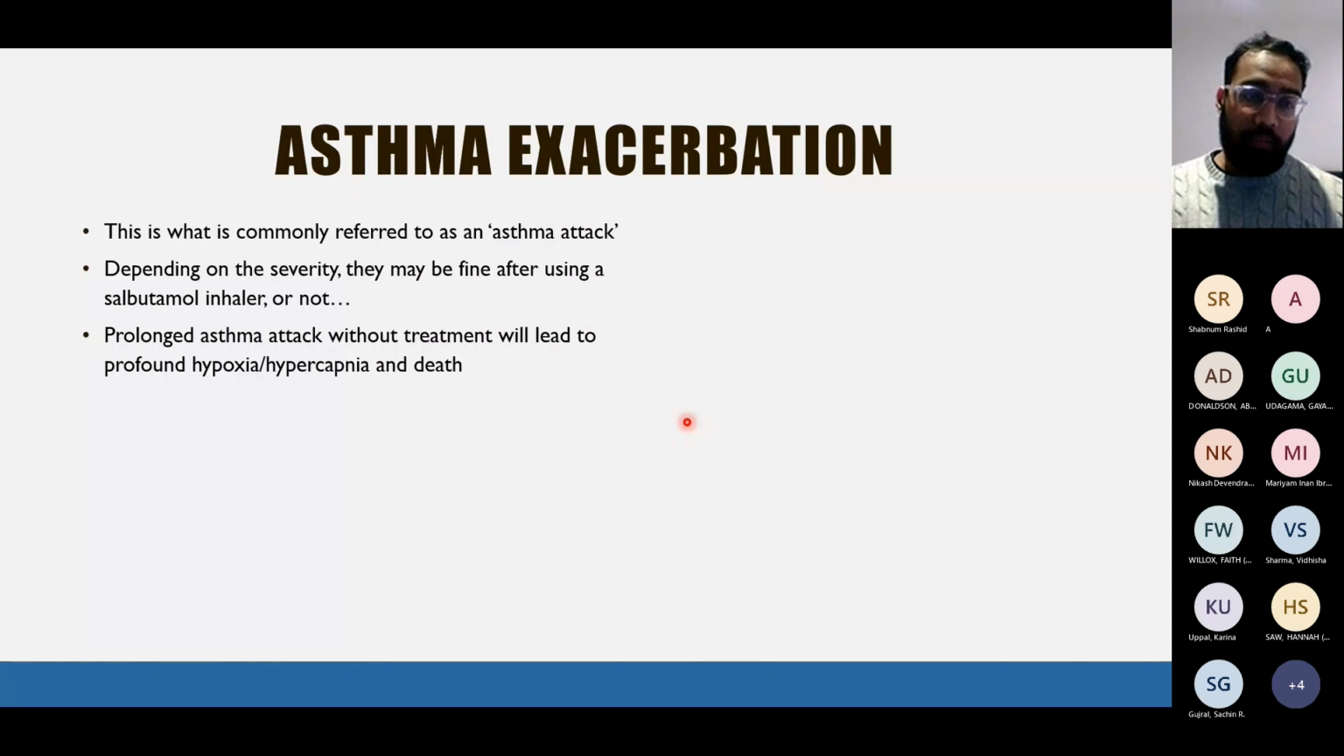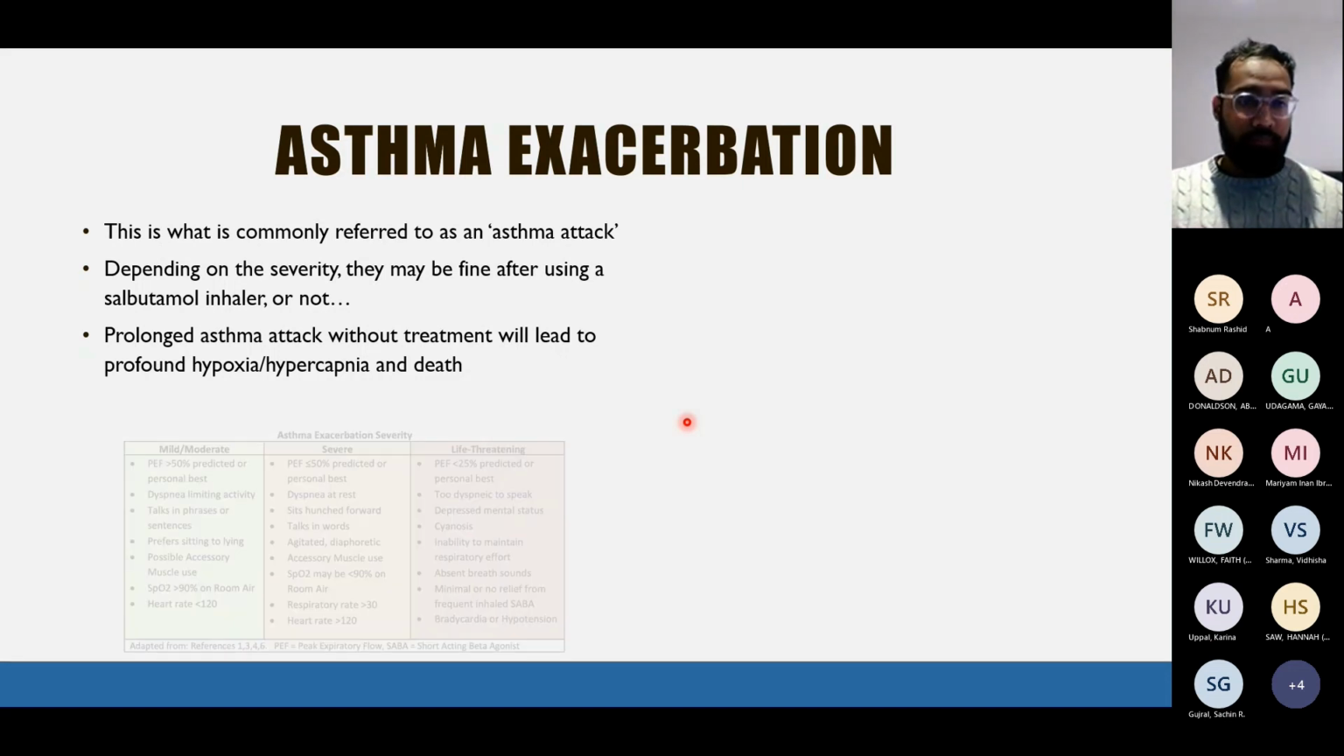But sometimes that doesn't happen. When you get the exacerbation, also known as an asthma attack, sometimes the salbutamol inhaler is not enough, or maybe they don't have the salbutamol inhaler on hand. And this is where you get that prolonged, severe, untreated asthma. If you don't manage it, your airways are going to keep narrowing. You're going to have less and less oxygen in your blood, higher and higher carbon dioxide, and that eventually leads to respiratory failure and death.